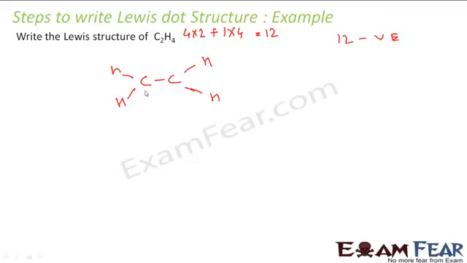For this structure, 1, 2, 3, 4, 5 bonds we created. So we consume 10 valence electrons for 5 bonds. We are left with only 2 electrons. Let's take the first carbon. Let's suppose this is carbon 1 and this is carbon 2. This carbon 1 has 6 electrons, right? 1, 2, 3, 4, 5, 6. It needs 2 electrons. So if we give 2 electrons to this carbon, we are left with 0 electrons.